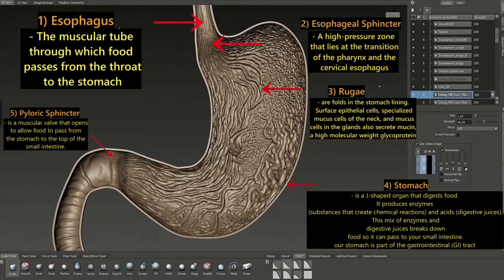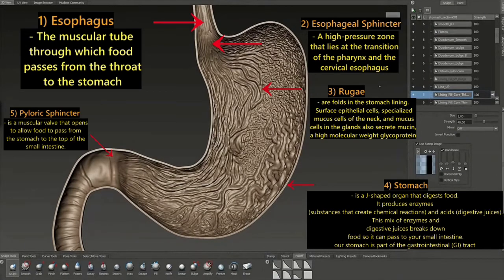First, the esophagus. The esophagus is the muscular tube through which food passes from the throat to the stomach. Second, the esophageal sphincter. The esophageal sphincter is a high pressure zone that lies at the transition of the pharynx and the cervical esophagus. Third is rugae. Rugae are folds in the stomach lining. Surface epithelial cells, specialized mucous cells of the neck, and mucous cells in the glands also secrete mucin, a high molecular weight glycoprotein.